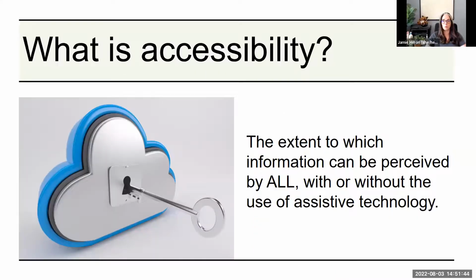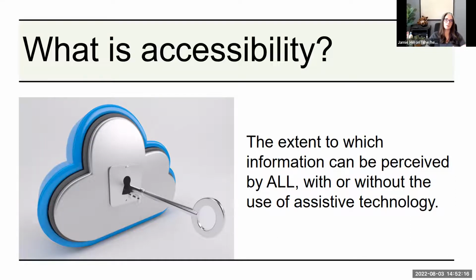We need to understand what accessibility is, and that is the extent to which information can be perceived by everyone with or without the use of assistive technology. And legally speaking, what accessibility means is individuals with disabilities are able to independently acquire the same information, engage in the same interactions, and enjoy the same services within the same time frame as non-disabled students, with substantially equivalent ease of use. And that's a very important part of this statement.